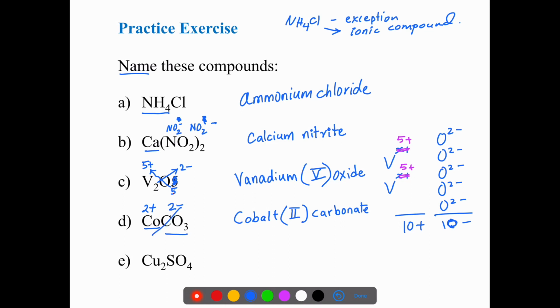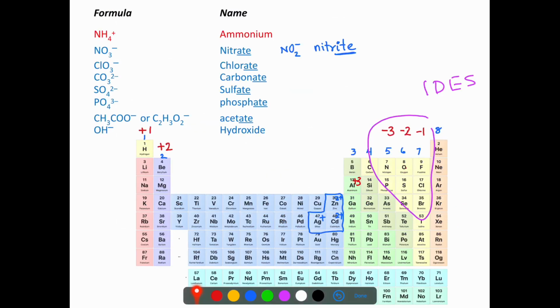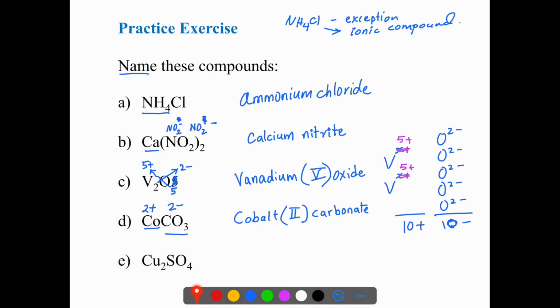As you can see, the crisscross is not working. Crisscross would have given you 1 and 1. But carbonate doesn't have 1 negative; carbonate's charge is 2 negative. So crisscrossing wouldn't have helped you there. You have to determine the charges. That's the method that will always work.